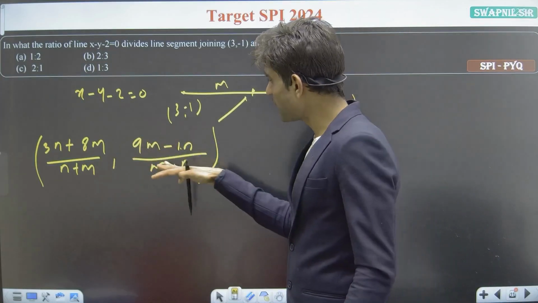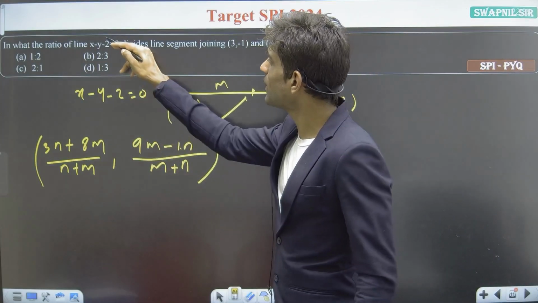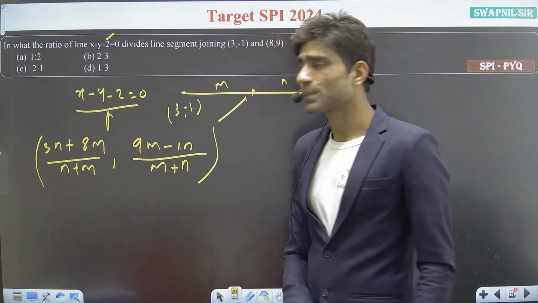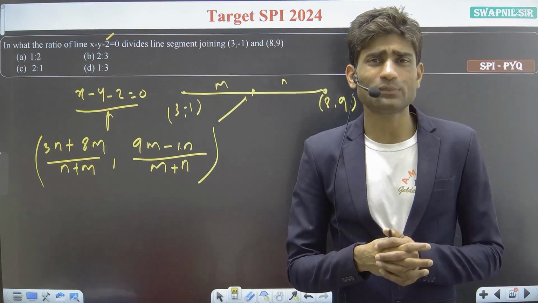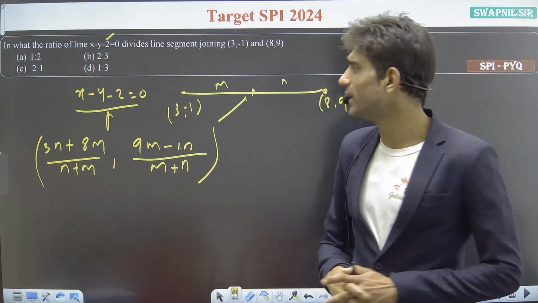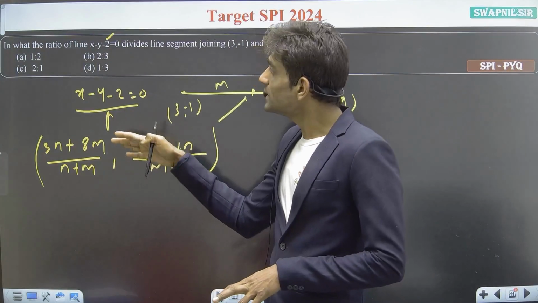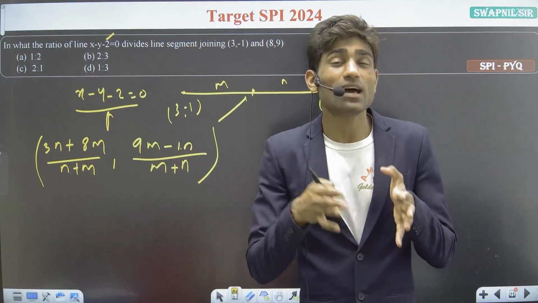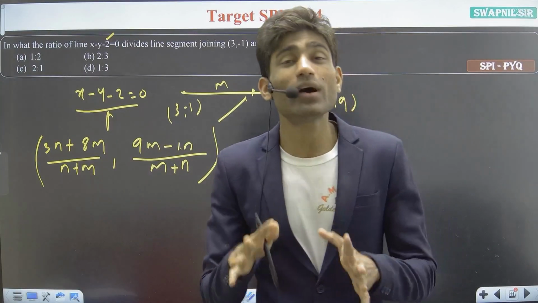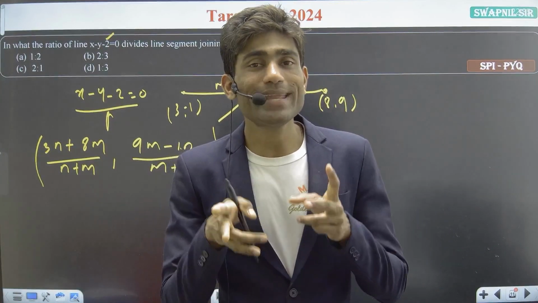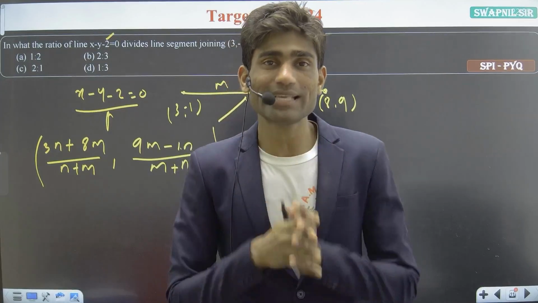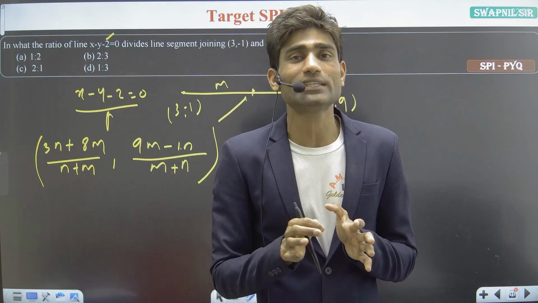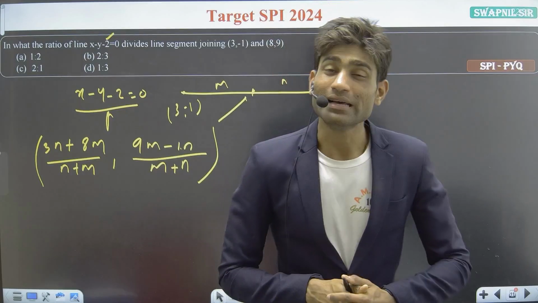Substitute this point x and y in our equation x minus y minus 2 equal to 0. But why do we have to substitute this coordinate x and y in our equation? Because this coordinate for x and y lies on our line, and when a point lies on our line, that means its coordinates are a solution of our given line equation.